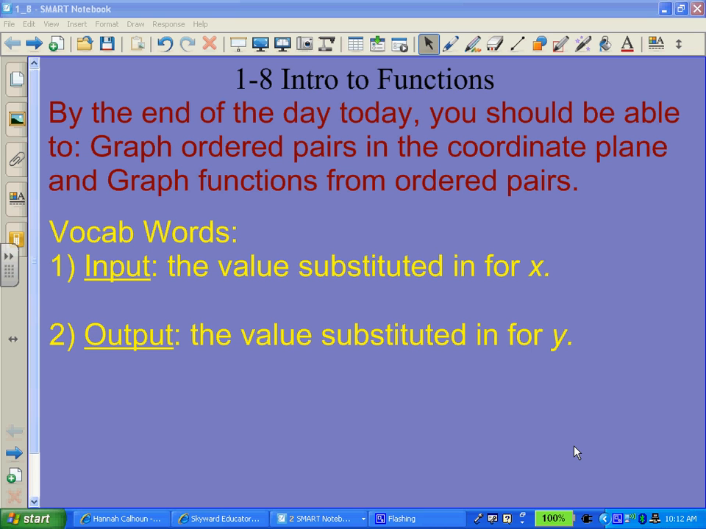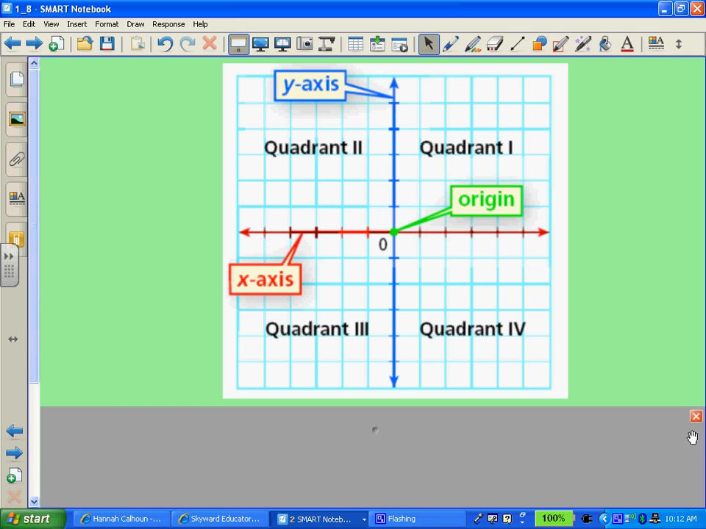Okay, so first thing we're going to do is graph ordered pairs, and I believe that you've done this before, but it's important to review. So if you'll copy down this graph here, these are a few things you'll need to remember. The x-axis you can see there in red, and the y-axis in blue. The x-axis is the horizontal axis, and the y-axis is the vertical axis.